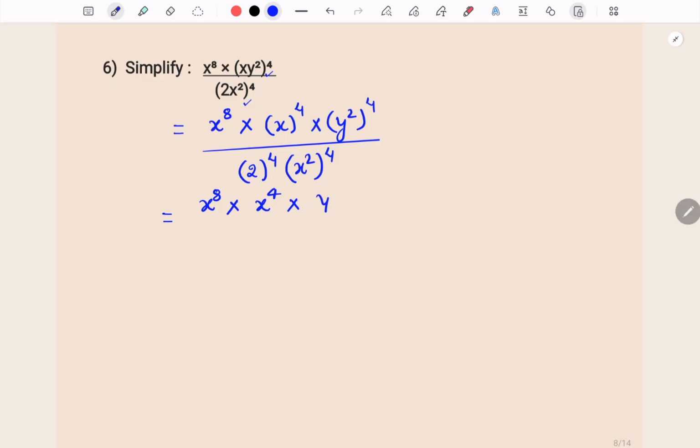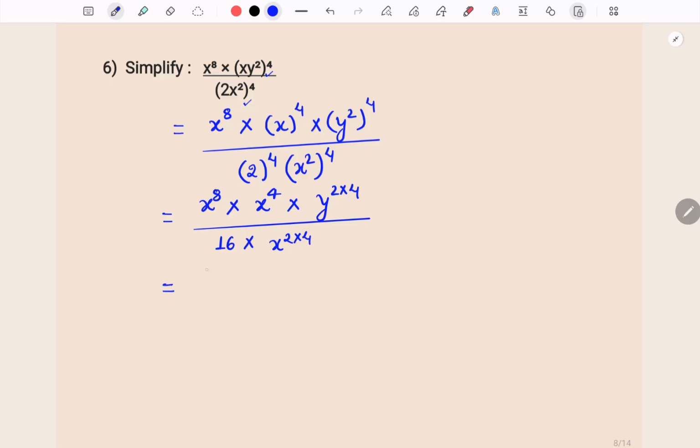This is an example of power of a power. So I will just multiply the indices. Again, in the denominator, we have 2 raised to the power 4. 2 raised to the power 4 means we are multiplying 2 four times. That gives 16. And then we have (x²) all raised to the power 4. That is another case of power of a power. So let me just multiply the indices.